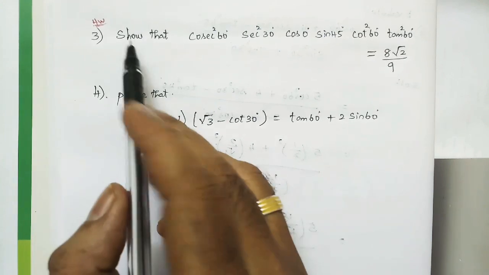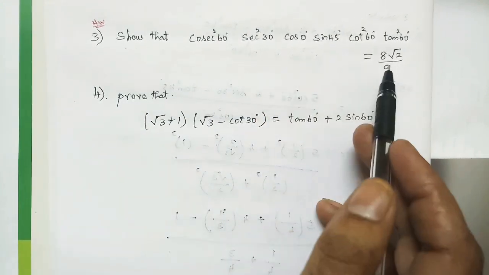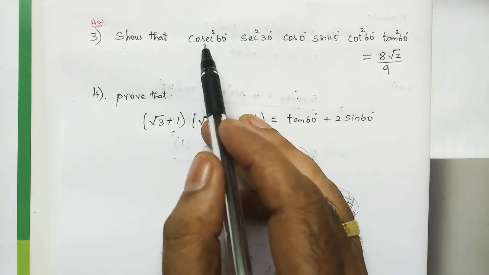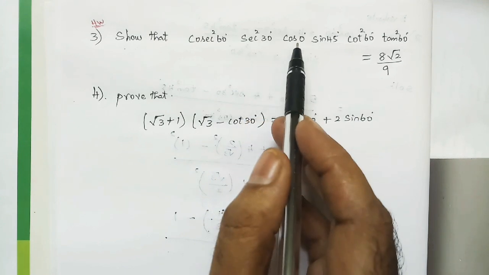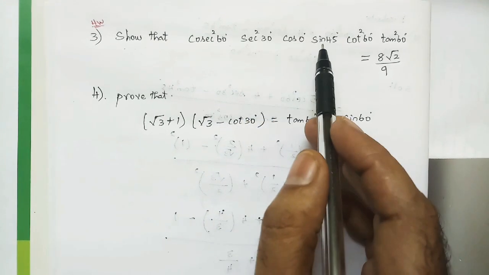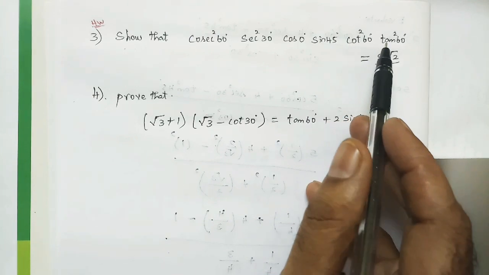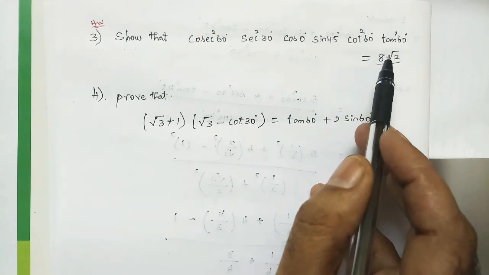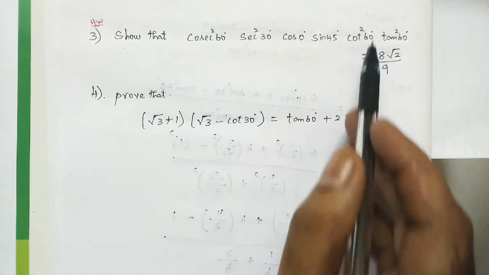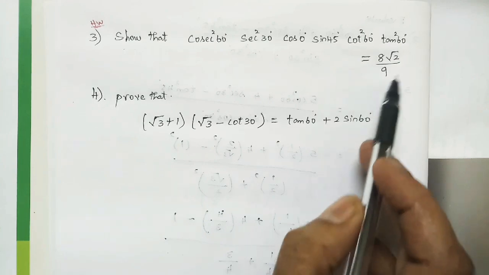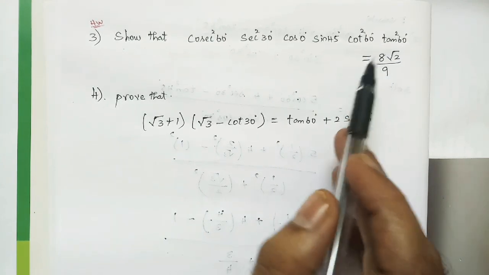Sum number 3, show that, right? Show that means we have to prove that LHS is equal to RHS, right? So show that cosec square 60 degree into sec square 30 degree into cos 0 degree into sin 45 degree into cot square 60 degree into tan square 60 degree is equal to 8 root 2 divided by 9. So we have to show that LHS is equal to RHS. See the RHS, nothing is there to simplify, they have directly given the value, right?